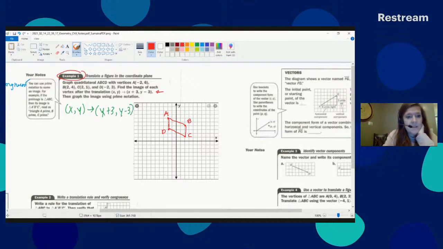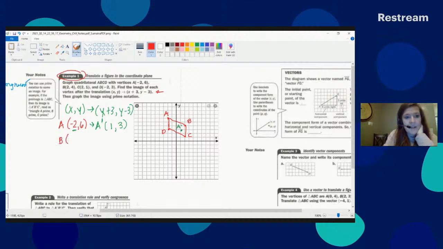So what that means is that A was at -2, 6. The new spot for A, which we're going to call A prime, is at x plus 3, so -2 plus 3, which is 1, and 6 minus 3, which is 3. That's the new A prime, where the image is. The image of vertex A after the translation is at 1, 3. So we can graph that on here, 1, 3, and we would say this is where A prime is. We can just keep doing this for each of the coordinates.